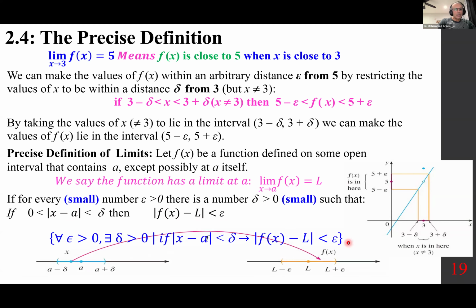Now, in other words, as far as the domain, remember, x is the domain, y is the range. The domain is concerned somewhere between a minus delta and a plus delta, that's the x value, and somewhere between L, the limit, minus epsilon and the limit plus epsilon, is where we land. That's the concept of a precise definition, and we're going to move on.